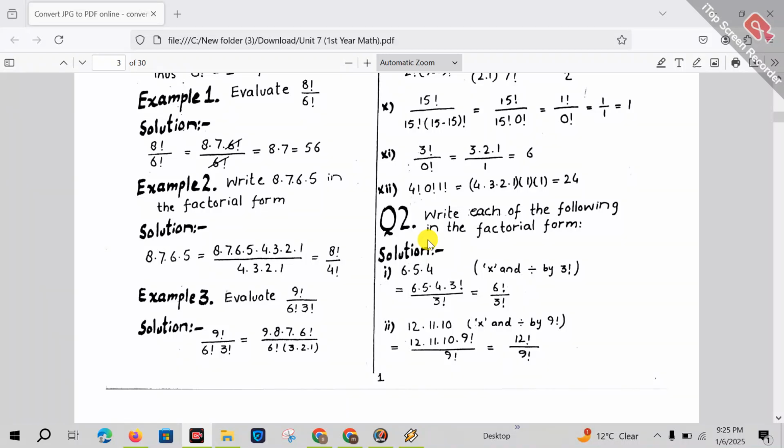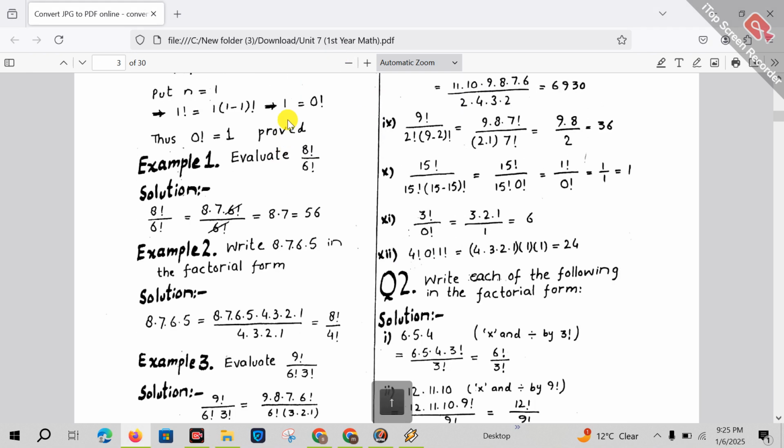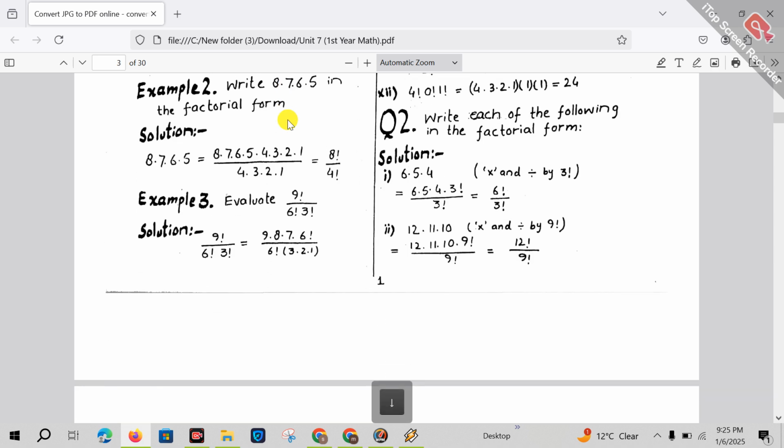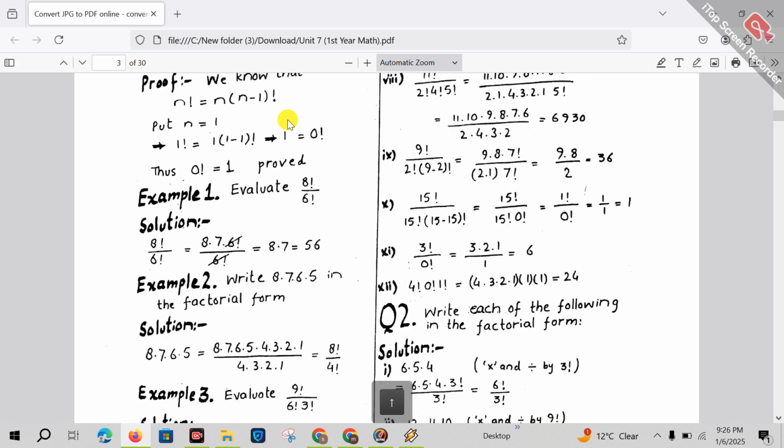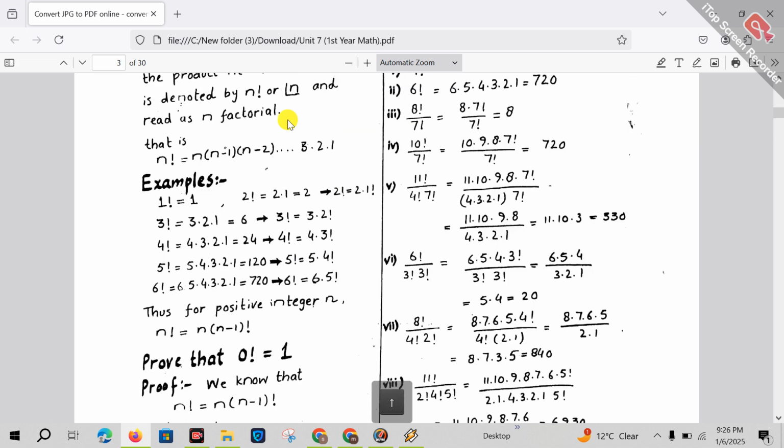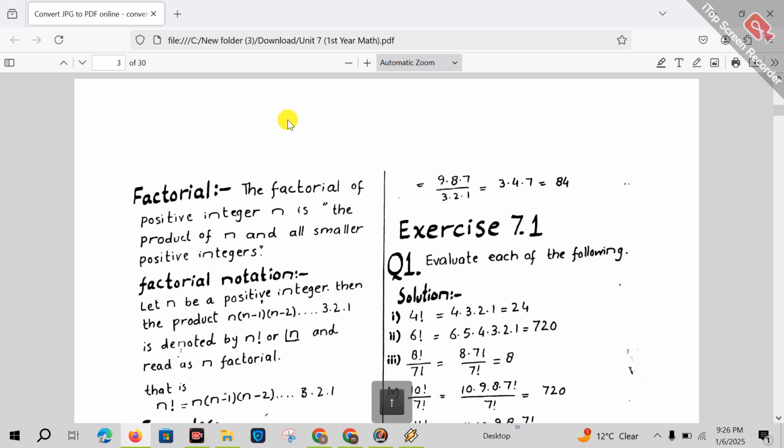Hello, dear friends. In the previous lecture, we discussed that if we are given a question in the form of factorial, we can convert it into a form which does not contain the value of factorial. And in the next question, we discussed that if we are given a question in a form free from factorial, we can convert the number into a form which contains factorial. This is very easy, as we discussed in the previous examples. Next, we can see some more examples regarding this concept.